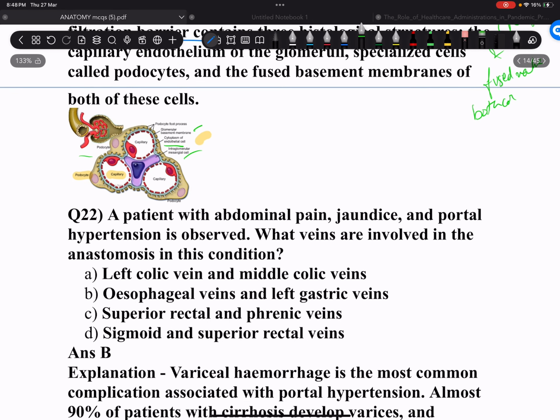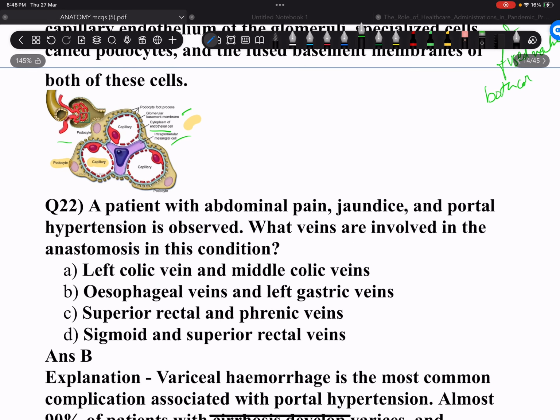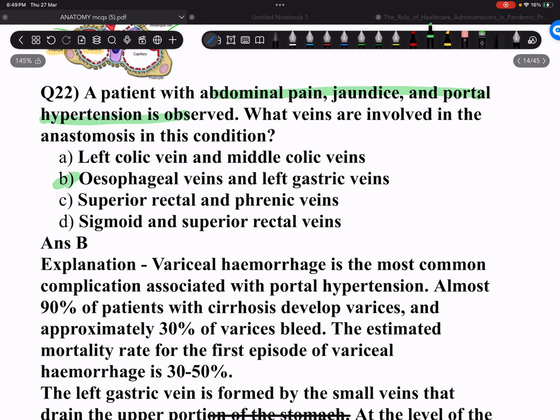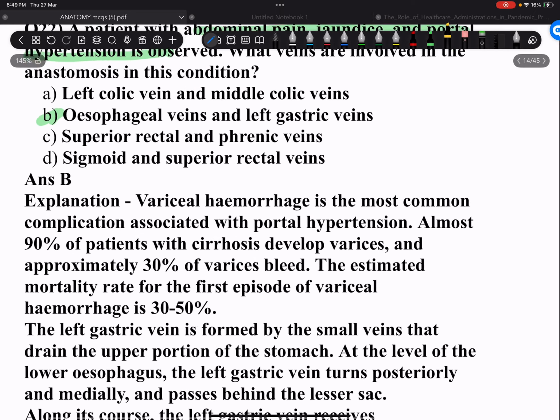Now let's come to another question. A patient came to you with abdominal pain, jaundice, and portal hypertension. Which veins are involved in the anastomosis in this condition? The answer is esophageal veins and left gastric veins. Very correct answer.